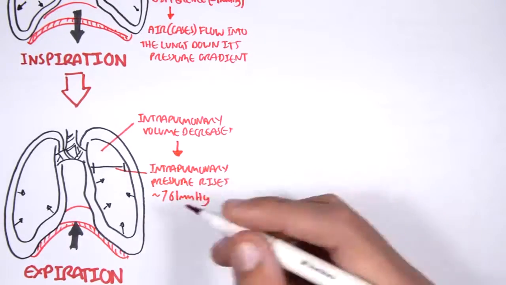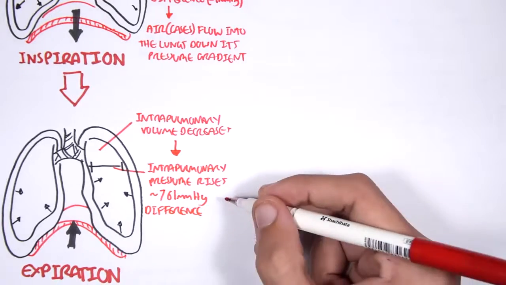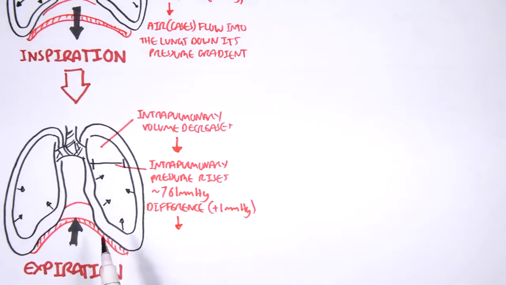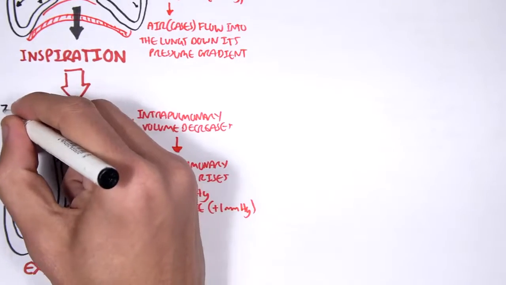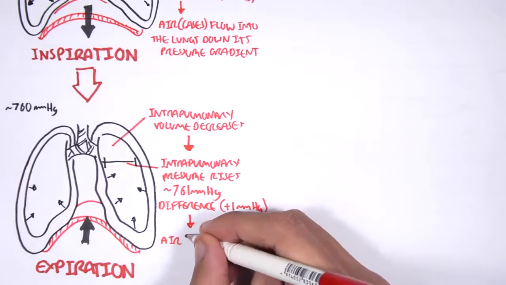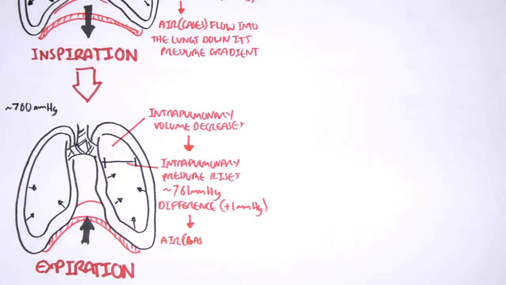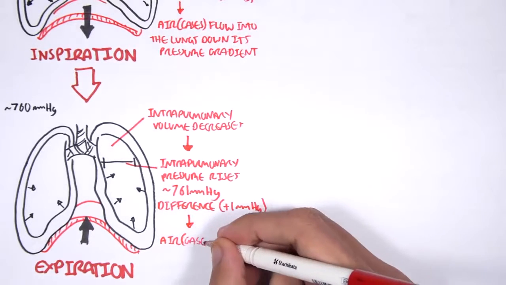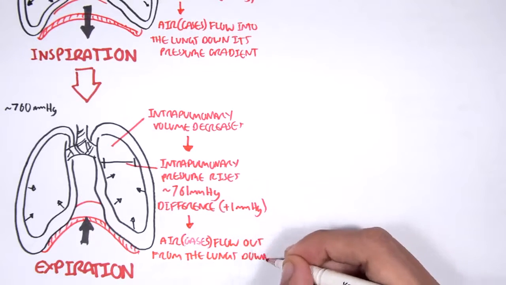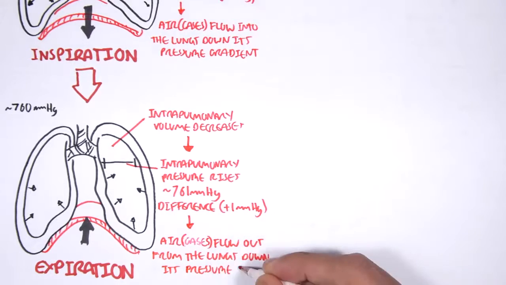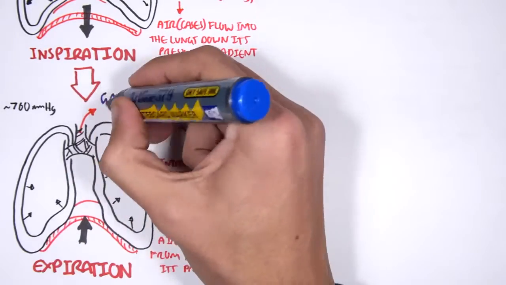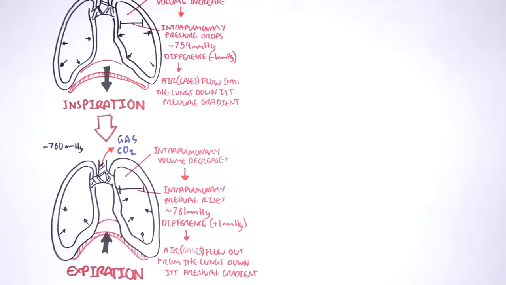A decrease in intrapulmonary volume will mean that the intrapulmonary pressure will increase. And the intrapulmonary pressure will increase to 761 millimeters mercury, 1 above the atmospheric pressure. And so knowing the rule of gases, gases will move out from the lungs into the air outside, down its pressure gradient. Hope that makes sense. Then from expiration, we have inspiration again, and the cycle continues.